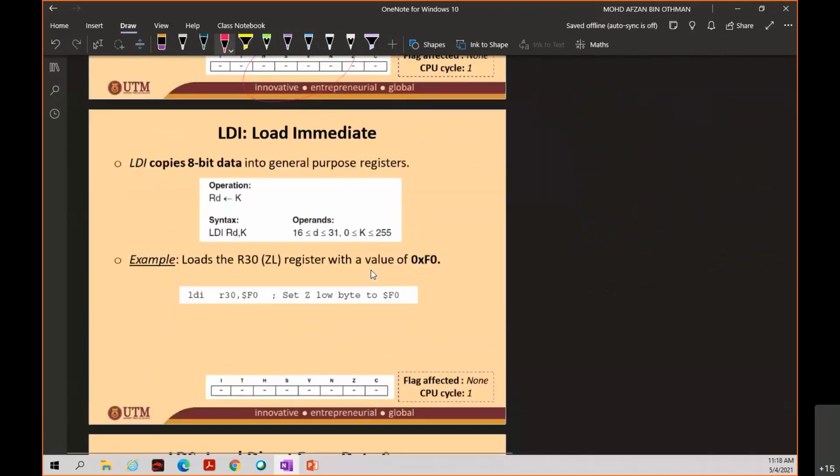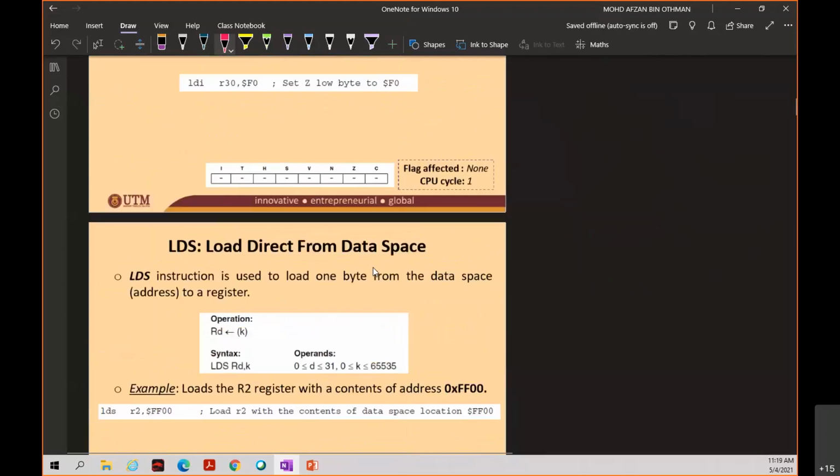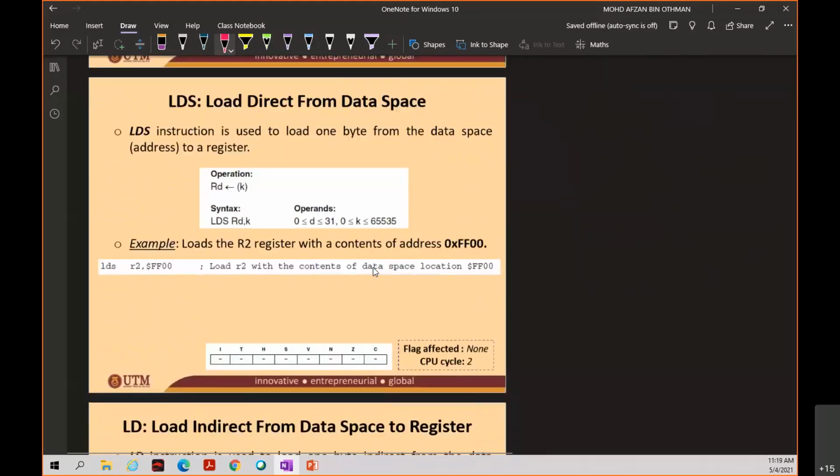Then we have the LDI, which stands for load immediate. You already frequently used this in the previous class. LDI copies 8-bit data into a general purpose register. This is the operation and this is the syntax. Since this involves an immediate value, your R must be from R16 to R31. You cannot use R0 to R15 because this is an immediate value. Then we go to LDS, which we also already covered in the previous class.